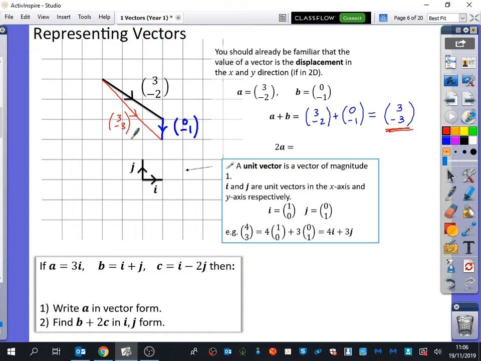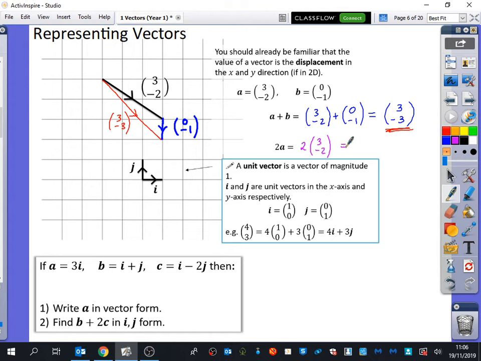Yeah, the triangle law of vector addition. We can see that that pathway was the same as that pathway plus that pathway put together. So it's nice to see that it also works out in terms of the geometric significance as well. Okay, so 2a is just 2 multiplied by the A vector.